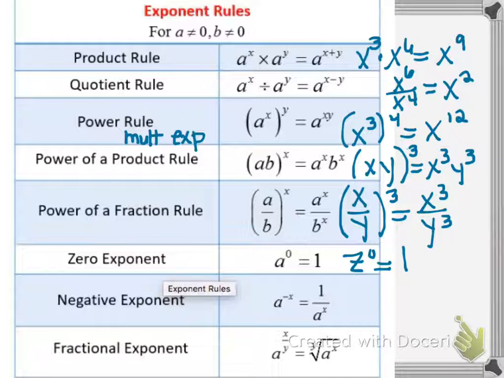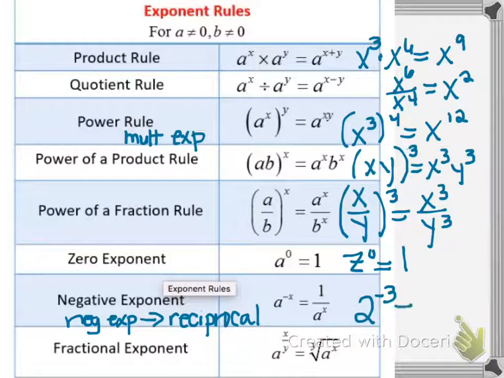Okay. And then negative exponent. So the negative exponent rule just means take the reciprocal. And so it has nothing to do with the sign of your answer. So say I had something like 2 to the negative 3 power. Okay, that would really mean the same as 1 over 2 to the third, which is then 1/8. That applies to numbers, variables, whatever. So if the exponent is negative, it's saying take the reciprocal of that.